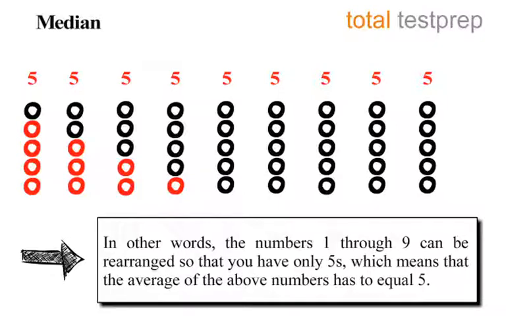So the average here is 5, which shows that by creatively taking amounts from one number and giving it to another number, we can shift around the numbers 1 through 9 till we're left with just 5s, which leaves us with an average of 5. So the median is equal to the average here.